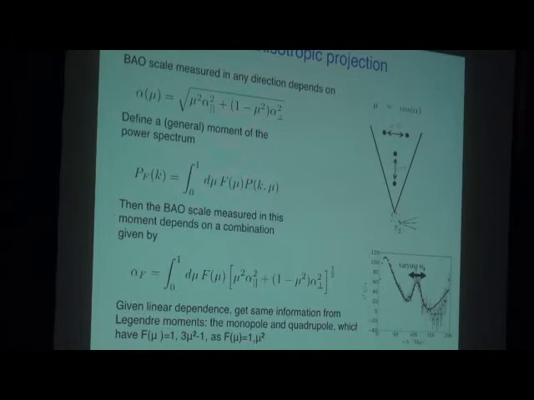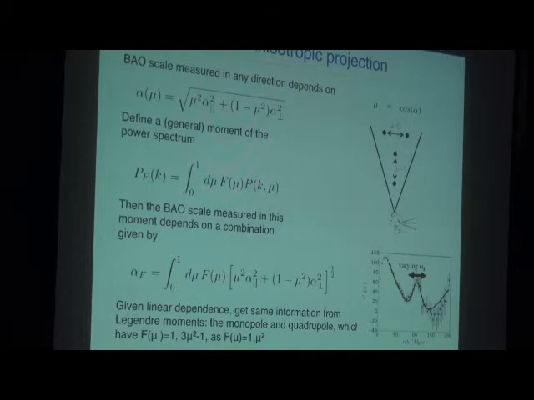You will probably be most familiar with this if I tell you that this is the way that you define the monopole and the quadrupole. The monopole has f of mu equals 1. The quadrupole has f of mu equals a half, 3 mu squared minus 1, in this equation. If you take these kinds of moments of the power spectrum, then you can imagine that if you took a moment where f of mu was only pointed along the line of sight direction, then you would only pull out basically alpha parallel, the ratio of the Hubble parameters between the fiducial model and the true cosmological model. If you took f of mu only in the angular direction, then you would only measure the angular diameter distance.